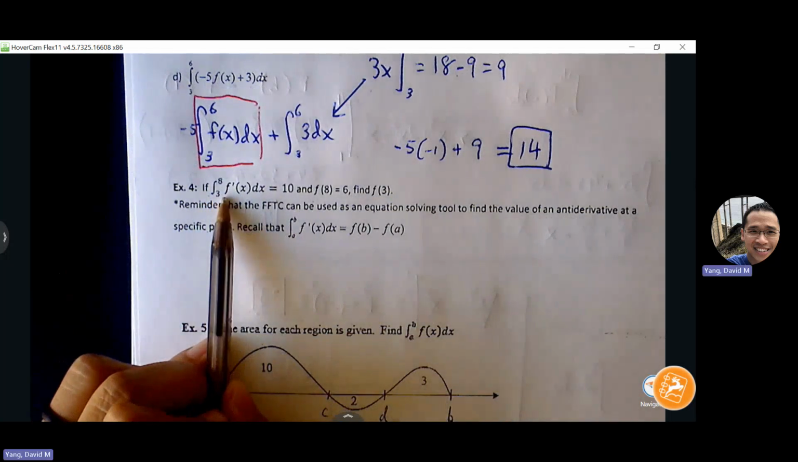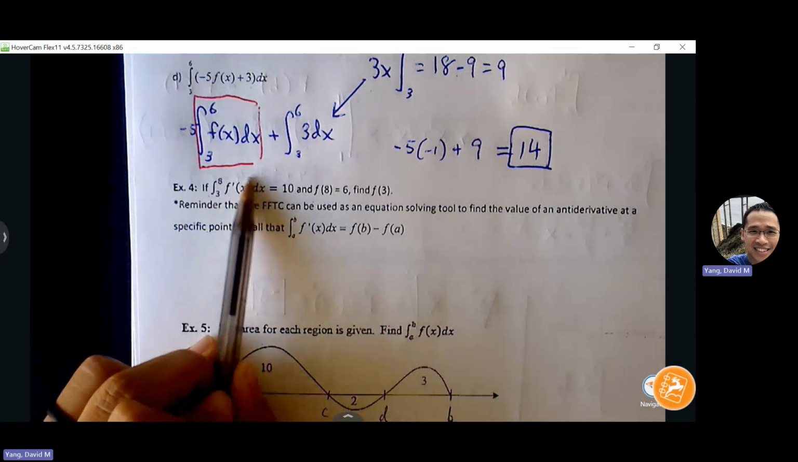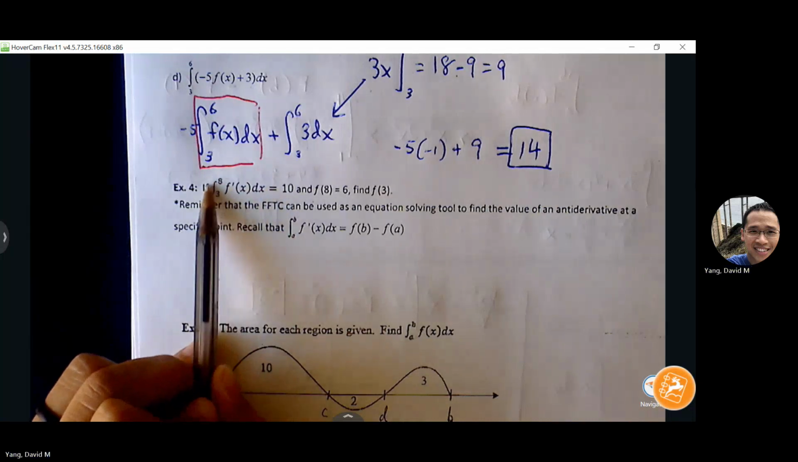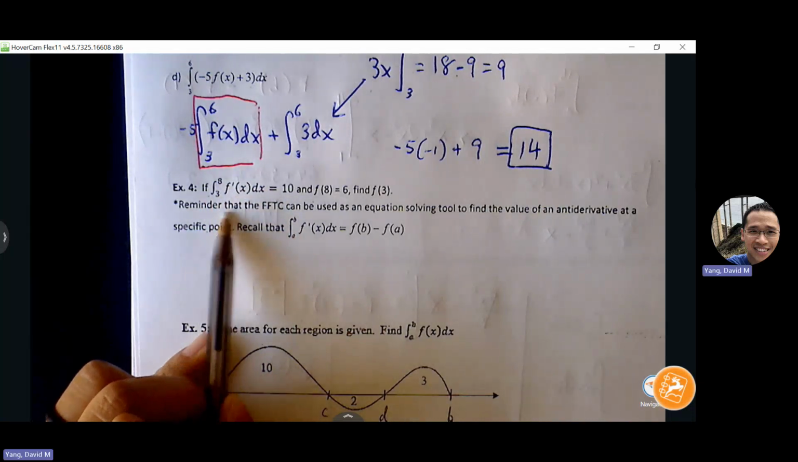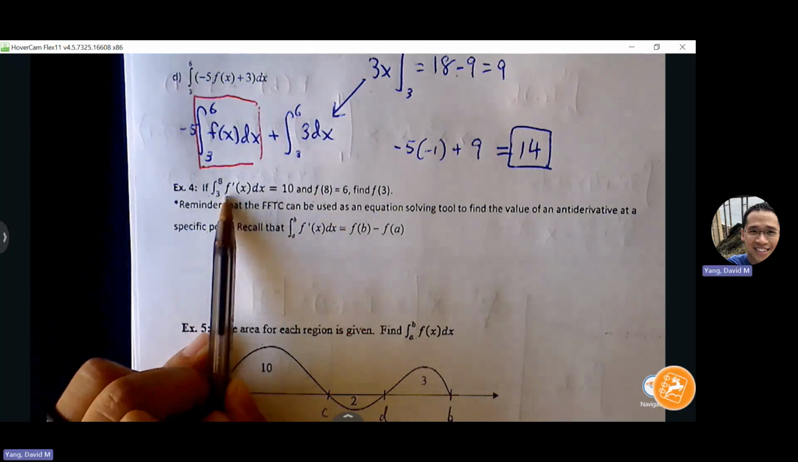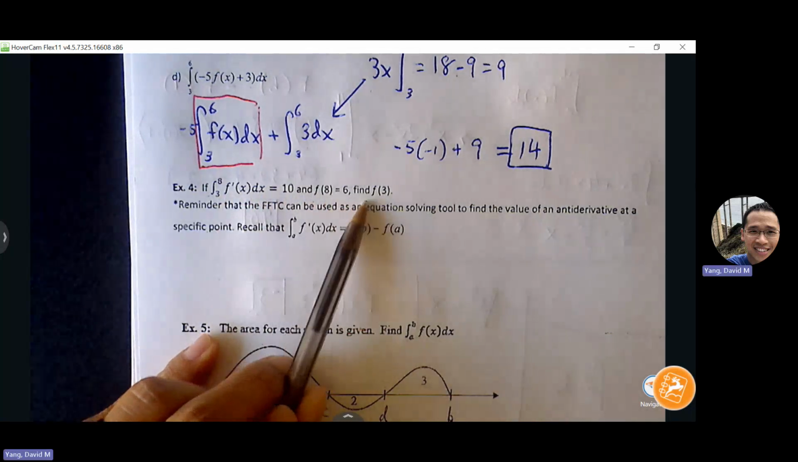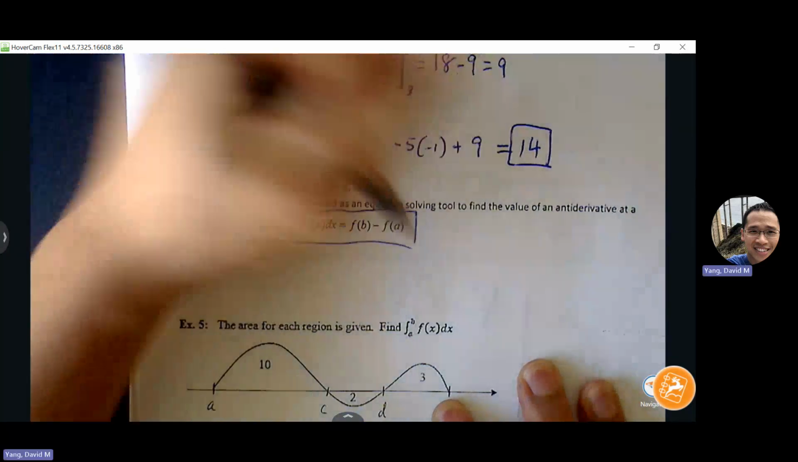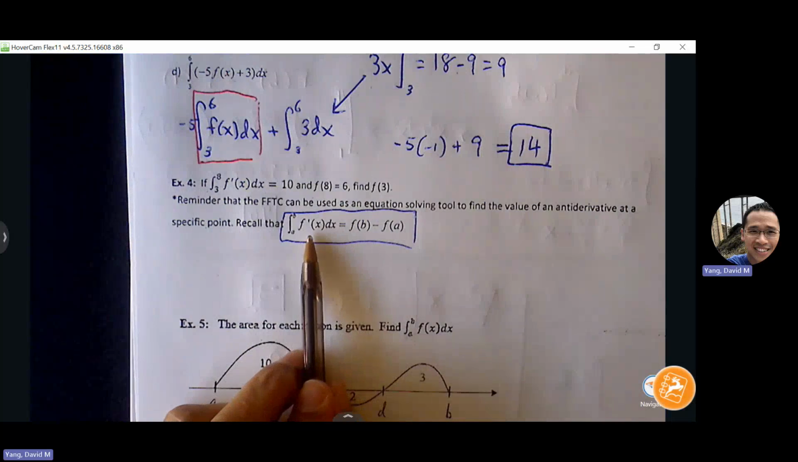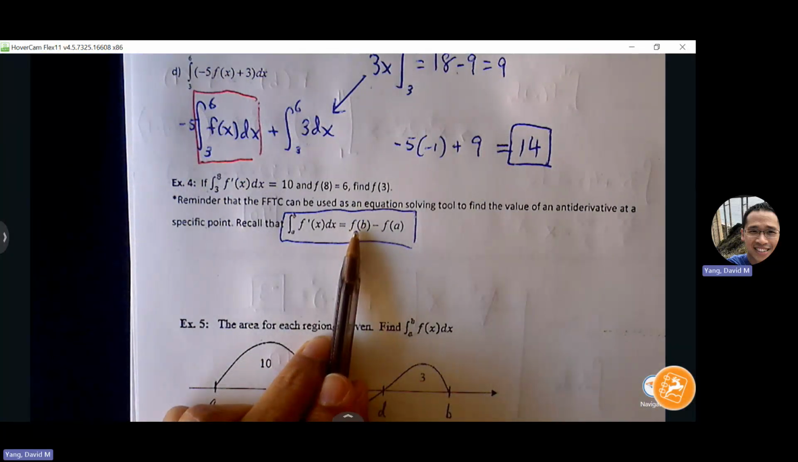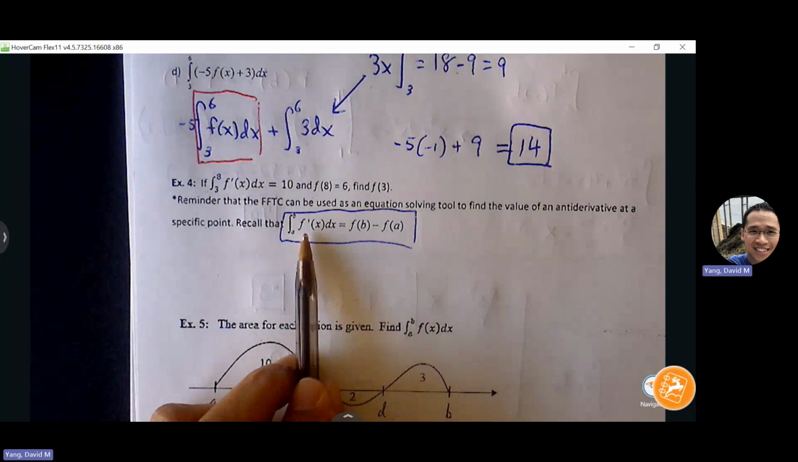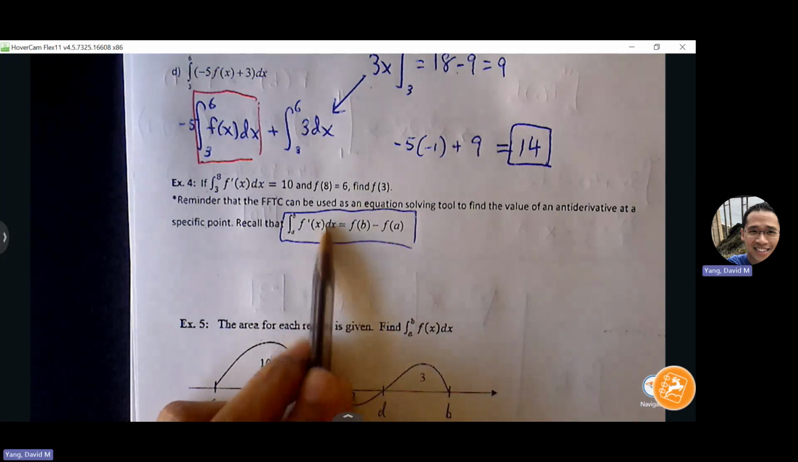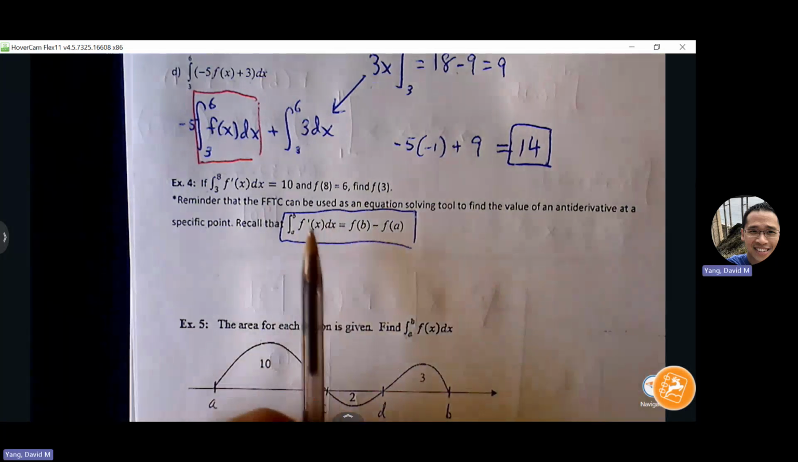So example 4 here, we see a variation of the first theorem. It says that if this is equal to 10 and f of 8 equals 6, what's f of 3? Now, this is another variation of the first theorem. If I start with lowercase f, I can turn it into uppercase F to represent the antiderivative. But if I start with f prime, what's the antiderivative of f prime? Just f of x. So this is really just an application of the first theorem, right?